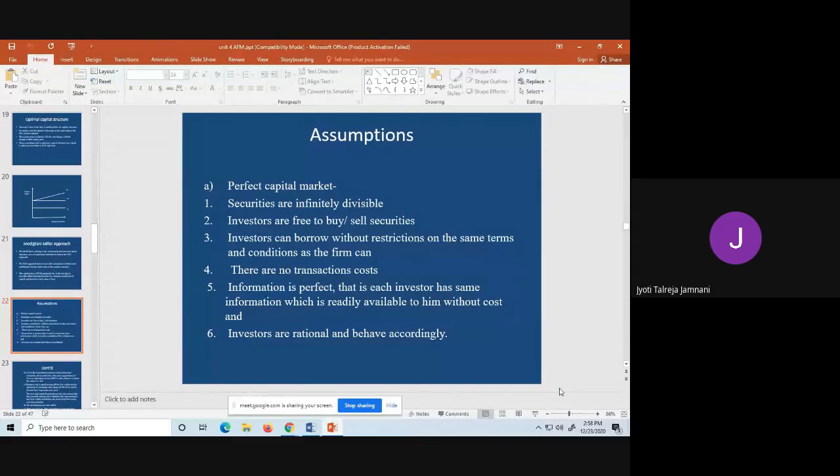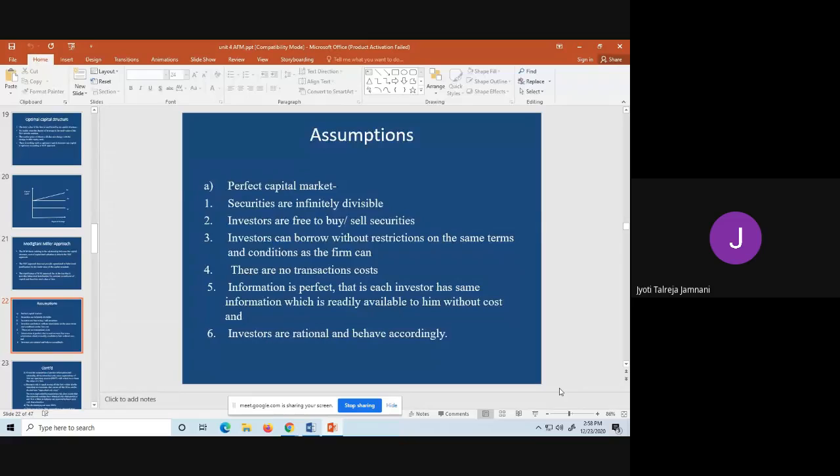And the last one, investors are rational and behave accordingly. This can be true because only a rational person who is not mad or foolish will think and invest in the stock market. So they are rational, they can think, and they will behave accordingly. So this is the first assumption, perfect capital market, under which if these 6 points hold good, then you can call it a perfect capital market.